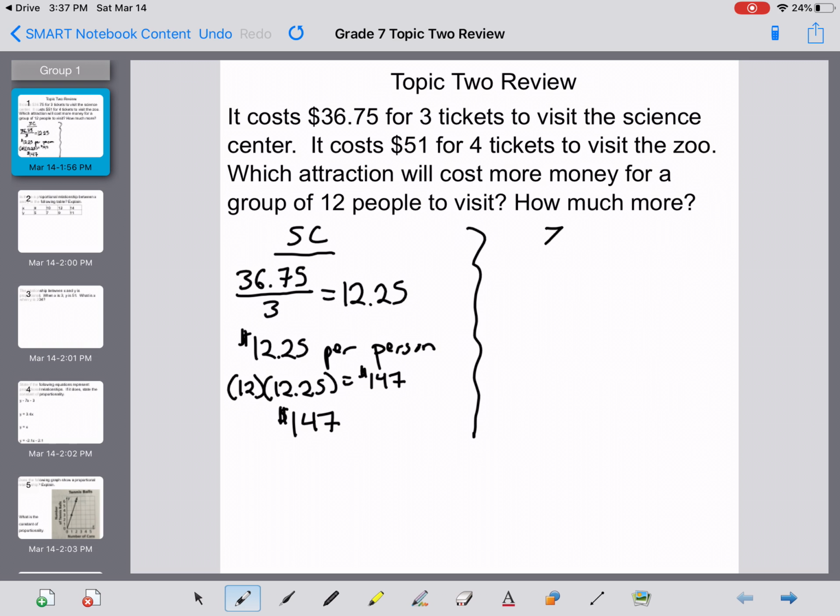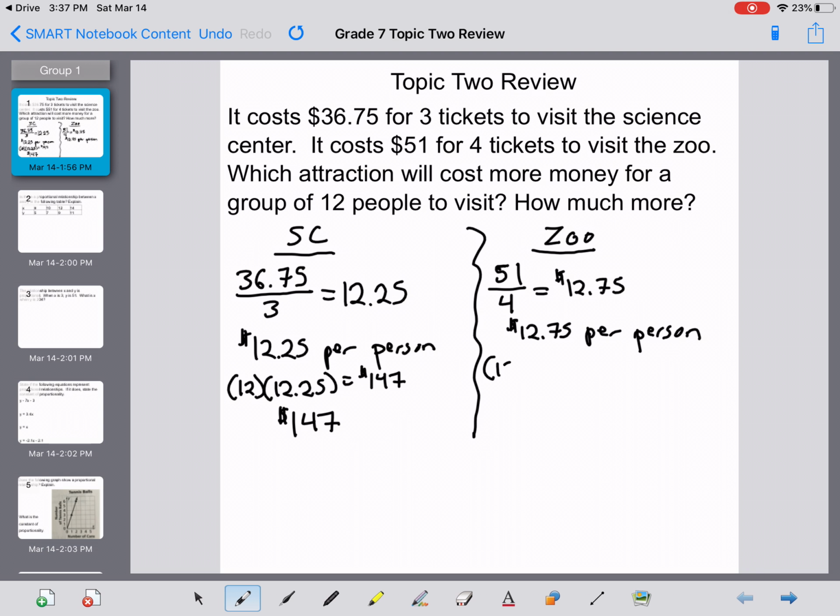Now I'm going to do the same information for the zoo. The zoo is $51 divided by the 4 people. 51 divided by 4 is equal to $12.75. So that means that the zoo is $12.75 per person.